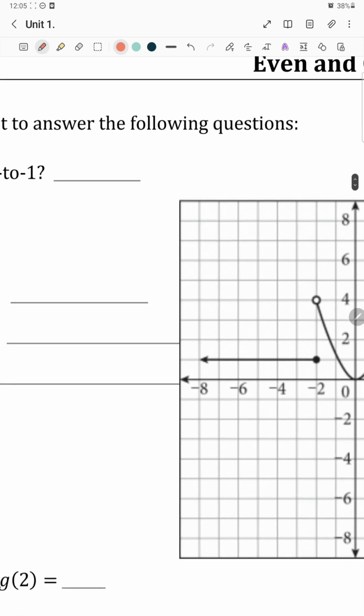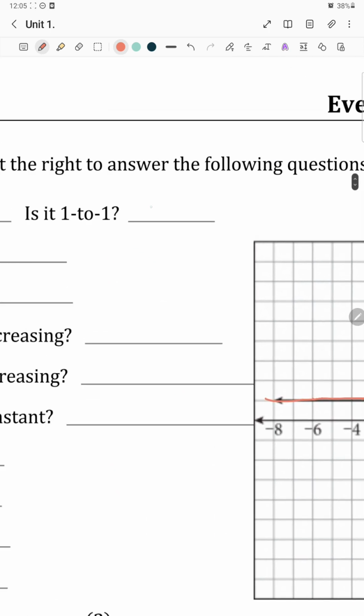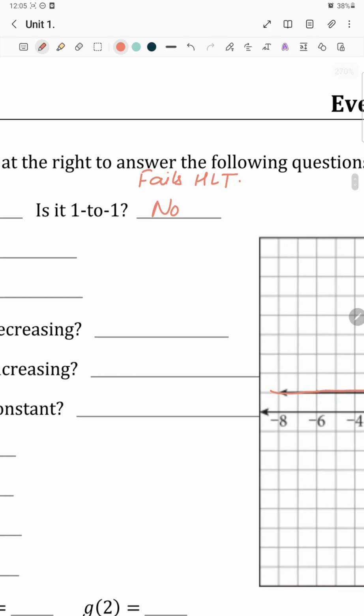Now, is it 1 to 1? So we need to know if it passes the horizontal line test. We know that it does not pass the horizontal line test, because when we draw a line over here it crosses more than one point. So no, because it fails the horizontal line test.